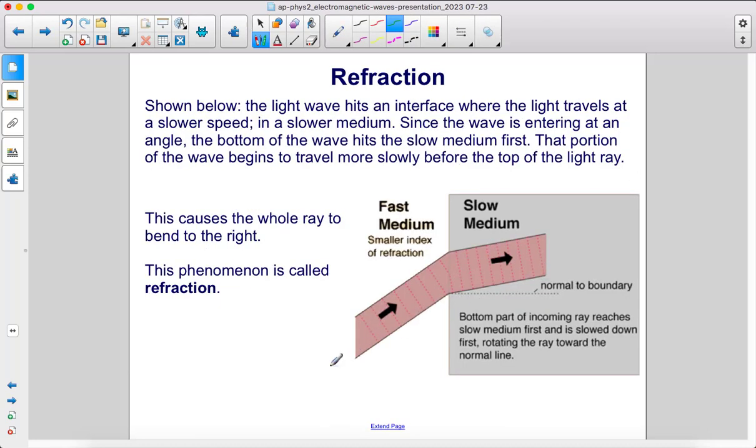Shown below, the light wave here hits an interface, so this is called an interface, where the light travels at a slower speed, in a slower medium. Since the wave is entering at an angle, the bottom of the wave hits the slow medium first. That portion of the wave begins to travel more slowly than the top of the light ray. So see how this is one wave here, one crest? So this part of that wave crest is now traveling slower than this part of the wave crest, and that causes the whole ray to bend to the right. This phenomenon is called refraction.